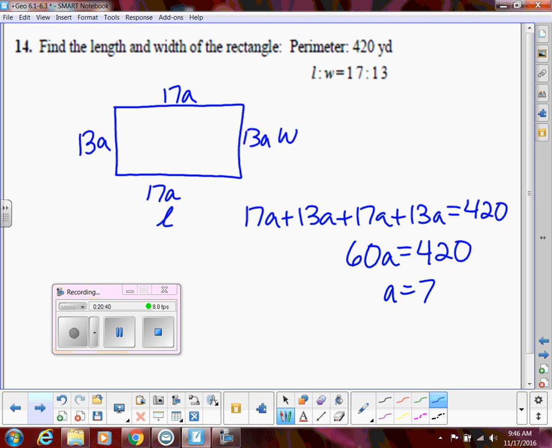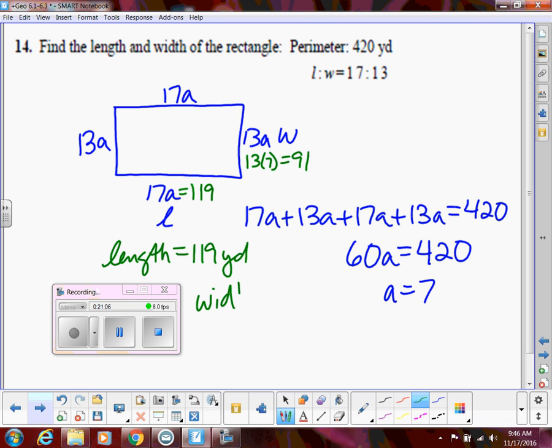So remember, don't stop there. Plug that back in. So if we're doing 7 times 17, then this is going to be 119. And then 13 times 7 will give us 91. So our length is 119 yards, and our width is 91 yards.